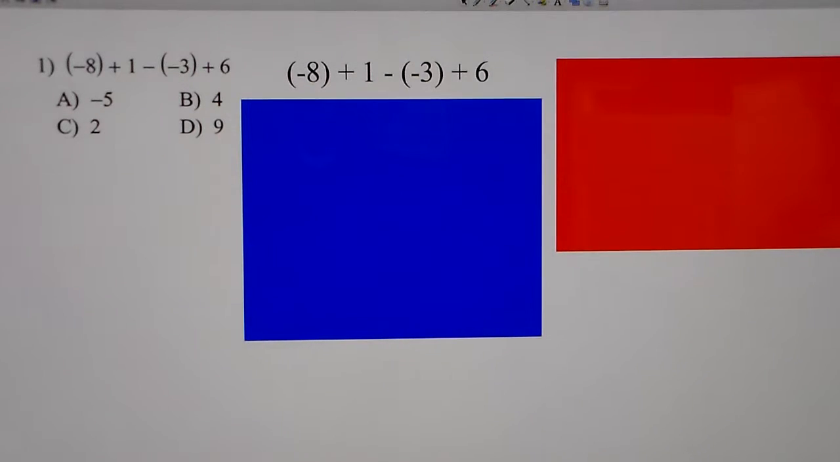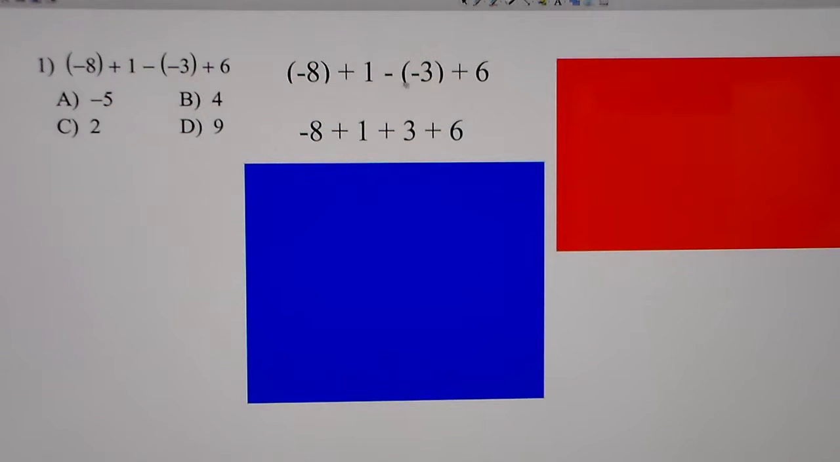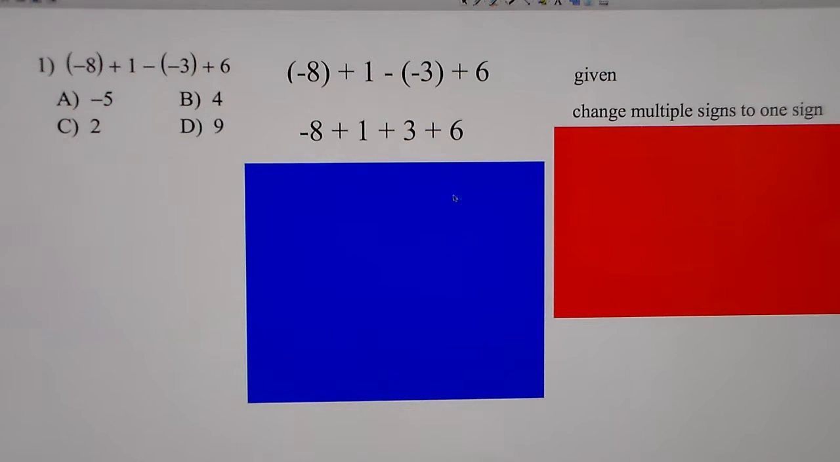Here's problem number 1. You have -8 plus 1 minus a -3 plus 6. Make sure to get rid of all the double signs first in your first step. So these two negatives turn into a positive. -8 plus 1 plus 3 plus 6. You have your given. Then you change multiple signs to one sign.